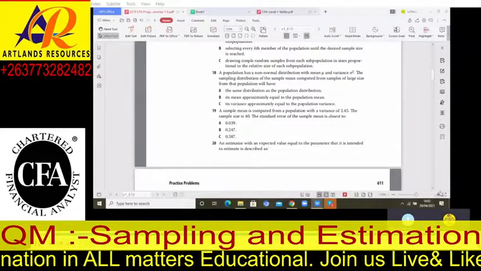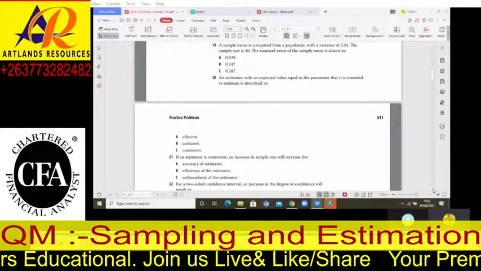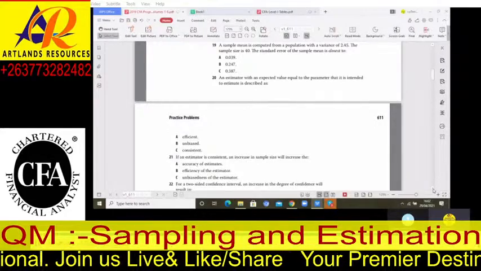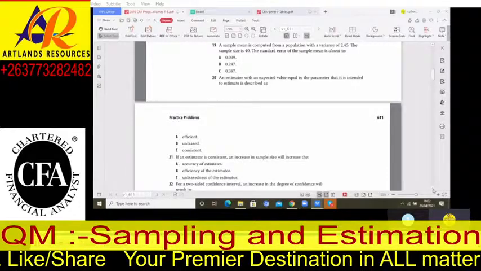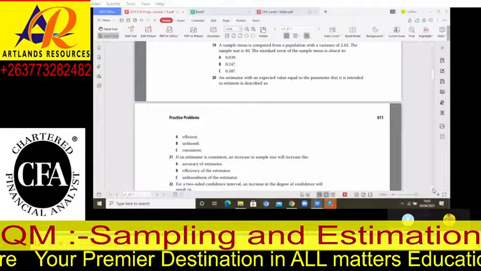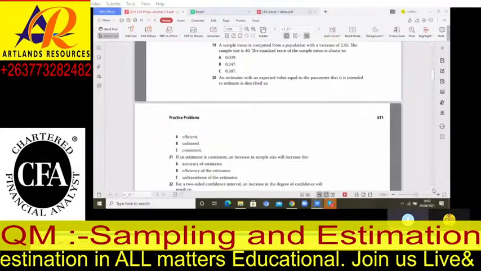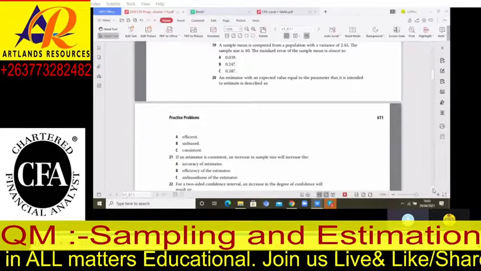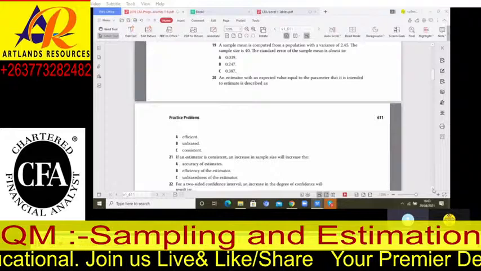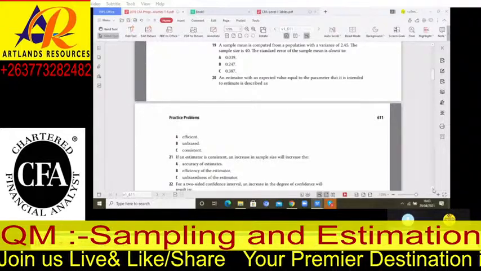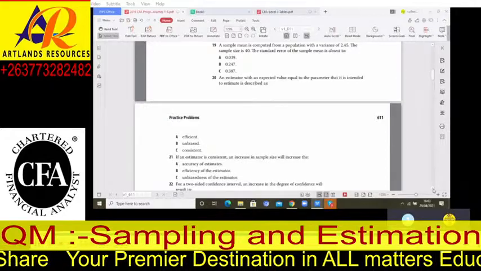0.247. Okay, good. An estimator with expected value equal to the parameter that it is intended to estimate is described as what? Consistency. No. An estimator with an expected value equal to the parameter. It's unbiased.